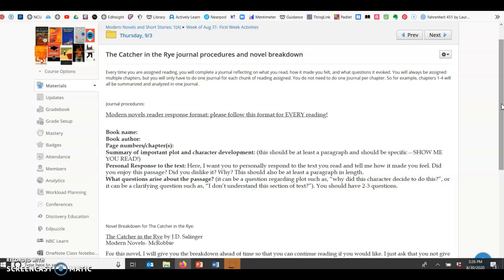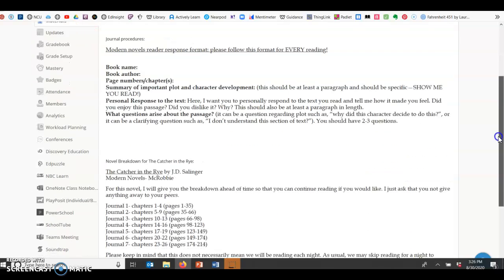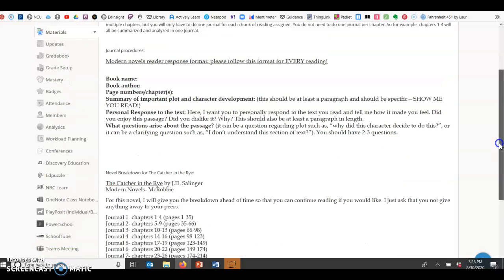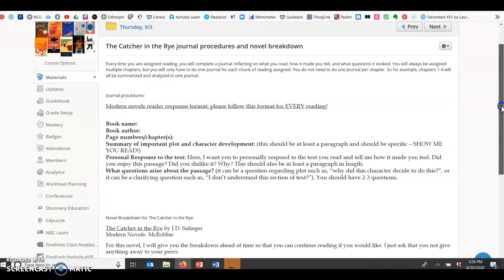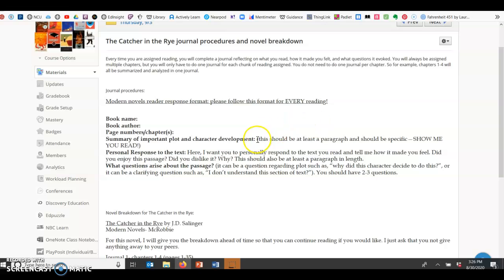So for example, the first section of reading you have to do, if you look down at this breakdown, is chapters 1 through 4. I'm going to ask for one journal, not one per chapter. I want to be clear about that. Every time you read a chunk, this is what you're going to do. You're going to put the book name, Catcher in the Rye, and book author, which is J.D. Salinger, and then chapters 1 through 4.